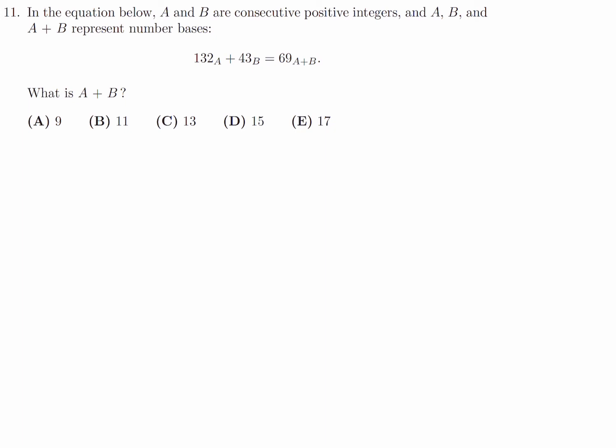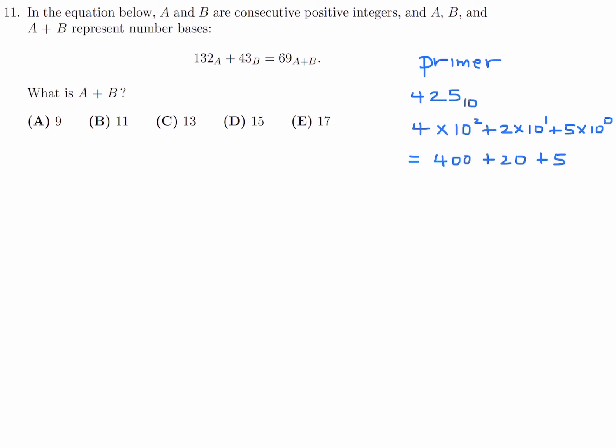So, a very quick little primer about bases. For example, when we write numbers like 425, we don't write 425 base 10 because that's just implied. But what that really means is that it's 4 times 10 to the power of 2 plus 2 times 10 to the power of 1 plus 5 times 10 to the power of 0. And this, of course, is 400 plus 20 plus 5. And that's our number system.